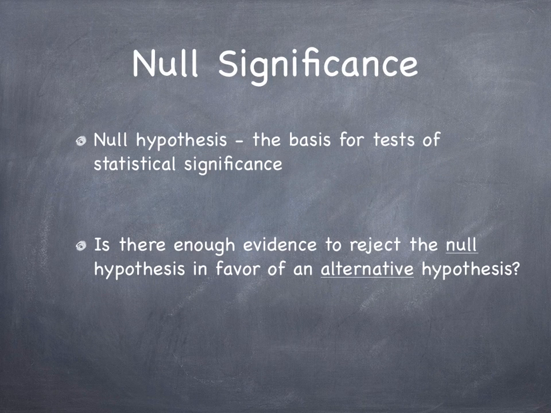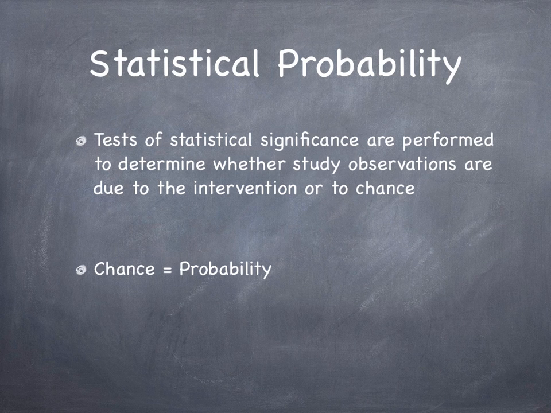The null hypothesis is the basis for tests of statistical significance, or tests where inferential statistical calculations are made. The purpose of most studies is to ask, is there enough evidence to reject the null hypothesis in favor of an alternative hypothesis? In other words, investigators hope to prove the null hypothesis wrong. To challenge the null hypothesis, tests of statistical significance are performed to determine whether study observations are due to the intervention or to chance. When we talk about chance in science, in statistical terms, we mean probability.